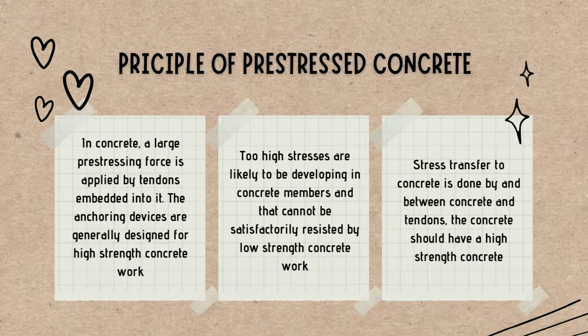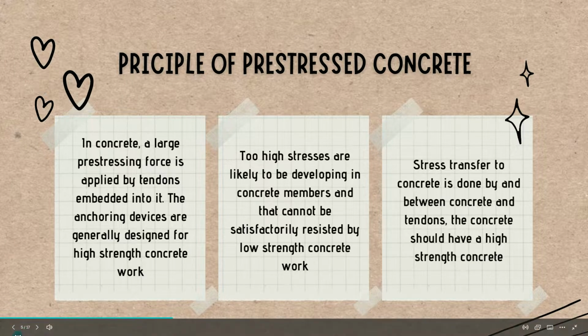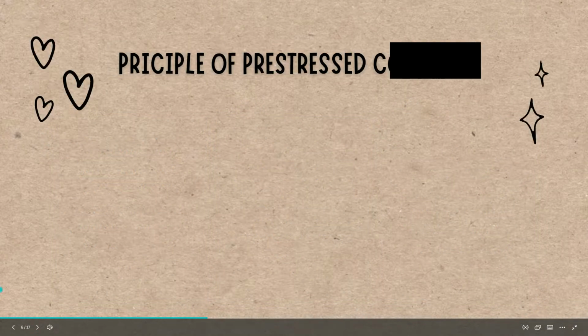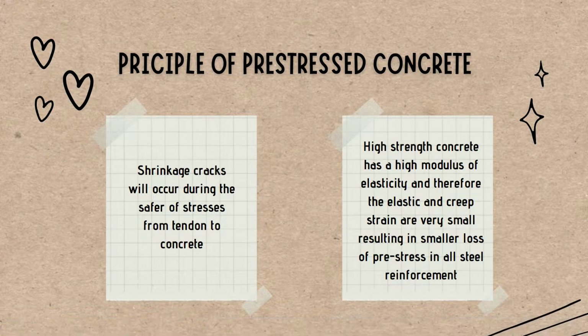Stress transfer to concrete is done by bond between concrete and tendons. The concrete should be high-strength concrete. Shrinkage cracks will occur during the transfer of stresses from tendon to concrete. High-strength concrete has a high modulus of elasticity, and therefore the elastic and creep strain are very small, resulting in smaller loss of prestress in steel reinforcement.